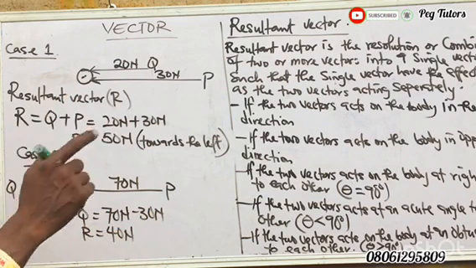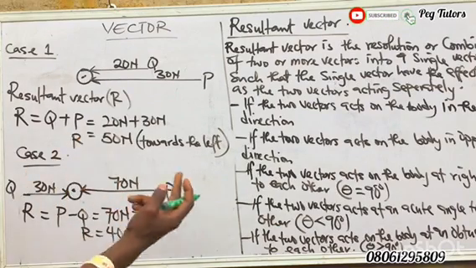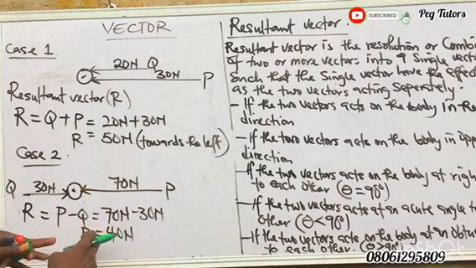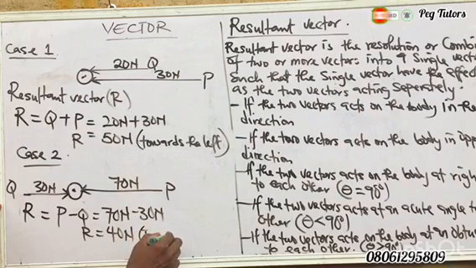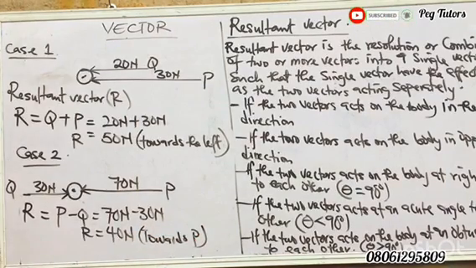Towards which direction is the question? Towards direction P, towards the P direction. So it will be 40 Newton towards P. So that is the direction.